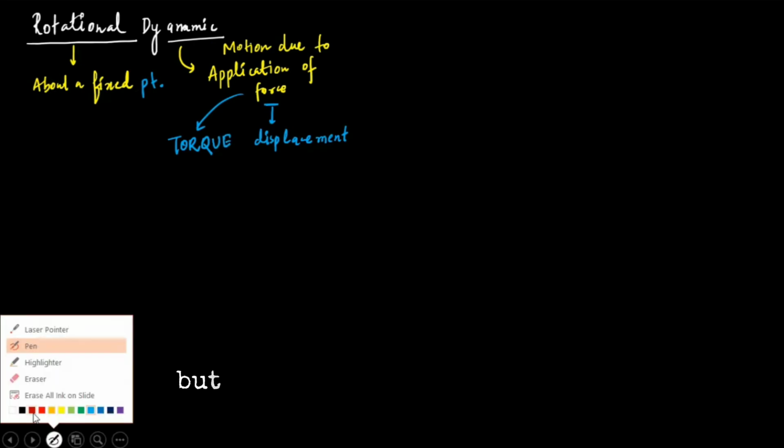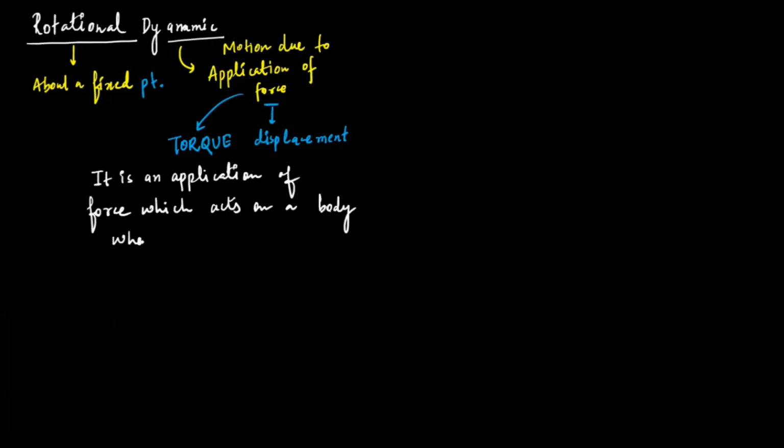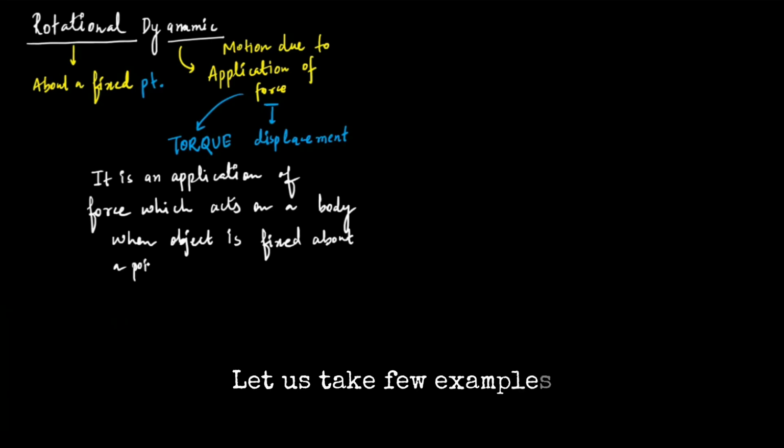So torque is nothing but an application of force which acts on a body when the object is fixed about a point. If it is fixed about a point, still it can do some motion. How? By rotating itself. Let us take a few examples, and then it will be more clear.